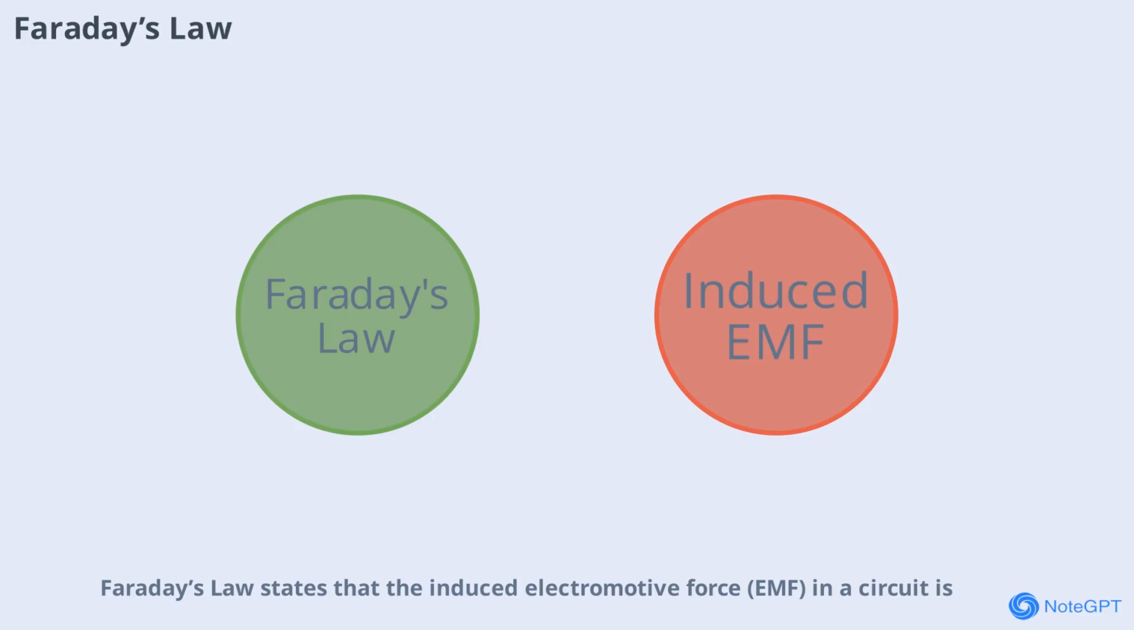Faraday's law states that the induced electromotive force, EMF, in a circuit is directly proportional to the rate of change of magnetic flux through the circuit. In simple terms, the faster the magnetic field changes, the greater the induced current. This law is fundamental to the operation of generators and transformers, making it a cornerstone of electrical engineering.